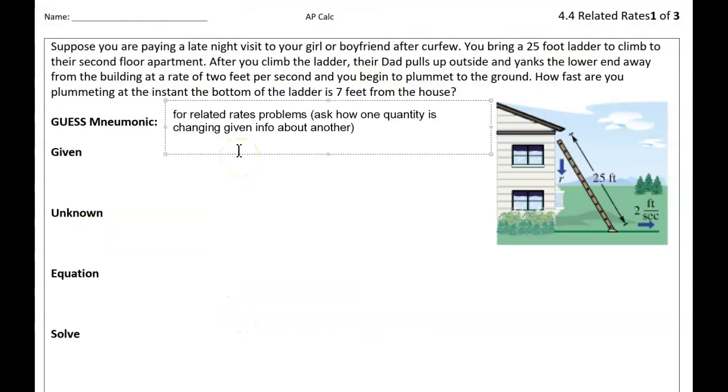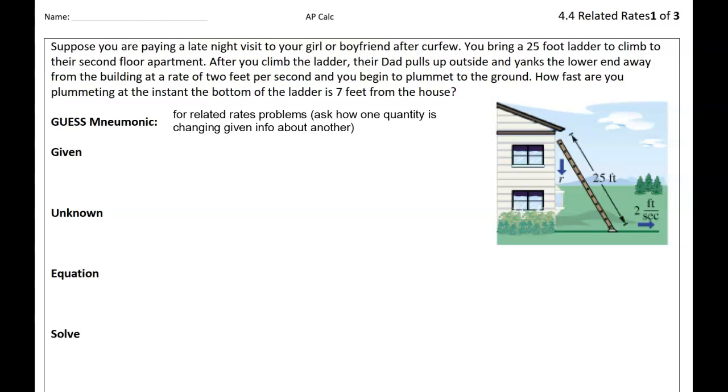These problems can have a lot going on. I have this mnemonic device to help you remember the steps and organize yourselves for these. The way you recognize one of these problems is that it asks how one quantity is changing and tells you about another. So, how fast are we falling? How fast is the height of the ladder changing at the instant the ladder is 7 feet from that house? That's how we know it's a related rate problem. You'll learn to recognize these pretty quick. The way you're going to tackle these is by making notes about what you're given, what you're going to find, and then writing an equation to relate the two.